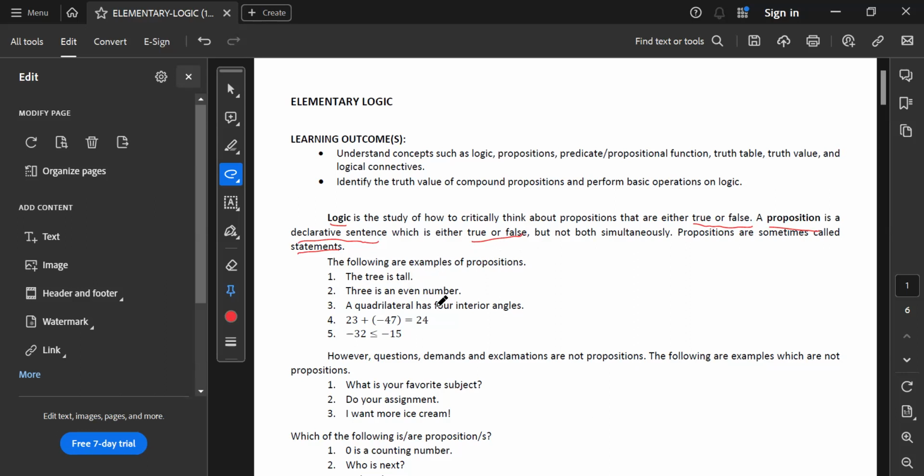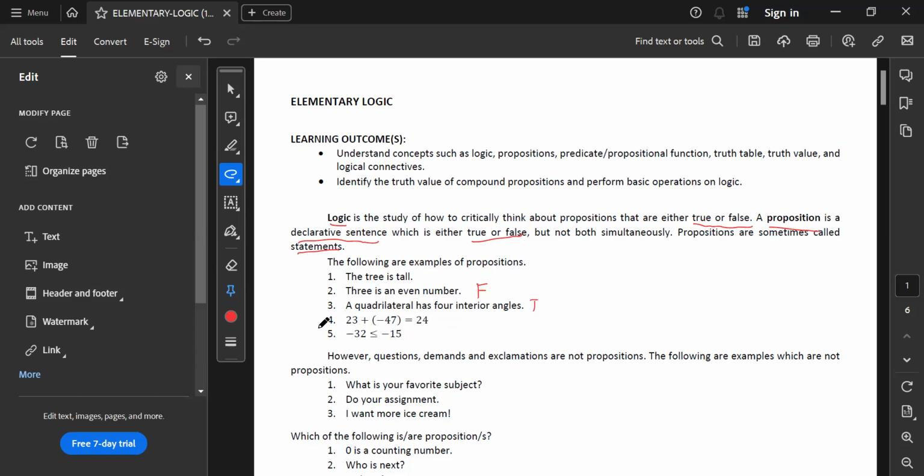The tree is tall. This is a declarative sentence, and for its value, we can say that it depends on the tree, so it can be true or false. Second example, 3 is an even number, which is obviously false, because 3 is an odd number. And third example, a quadrilateral has 4 interior angles. Quadrilateral polygons have 4 sides, and therefore 4 interior angles, which is true.